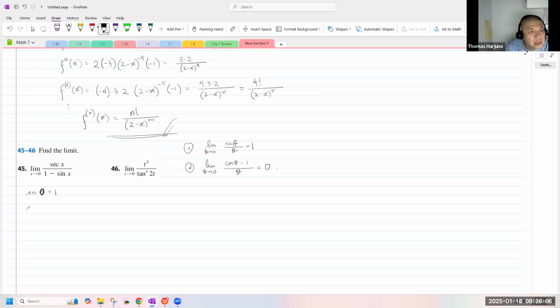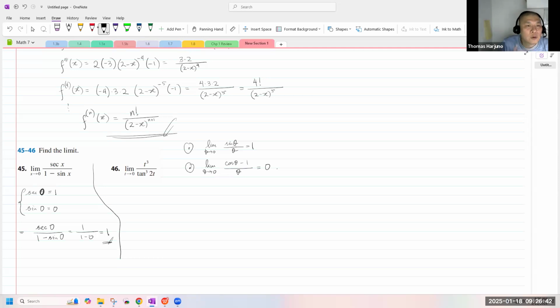Okay, sine 0 is 0, right? So it's in the domain though. So the limit of that is secant 0 over 1 minus sine 0. Secant 0 is 1 over 1 minus 0. That's just 1. Oh, okay, that's simple. I thought it's harder. Yeah, 0 happens to be in the domain of this function, so we can just plug that in.